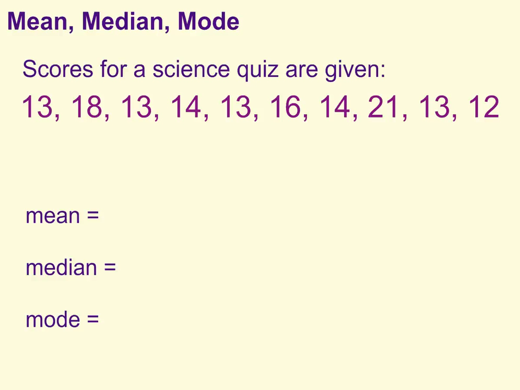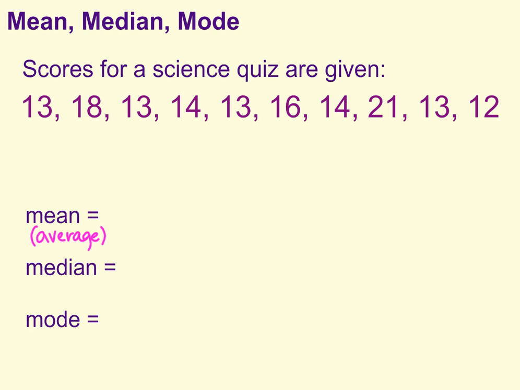All right, we have three measures of central tendency, our mean, median, and mode, that we can use to analyze a data set. So here we have scores for a science quiz, and we are going to find the mean, median, and mode. So the mean is the same thing as the average. So on average, how did this quiz go for the class?